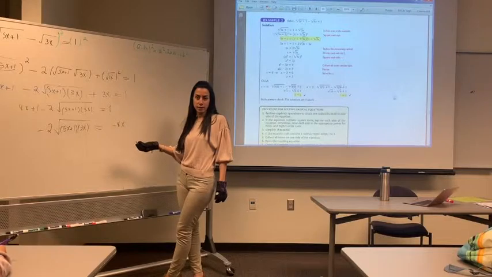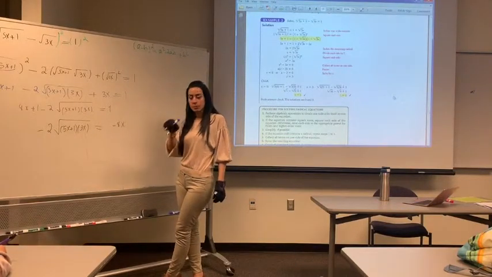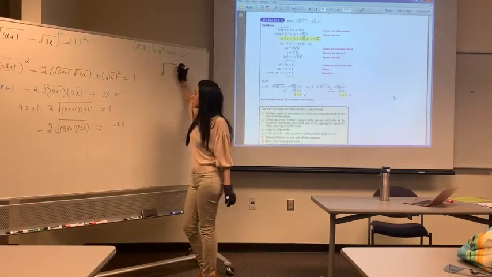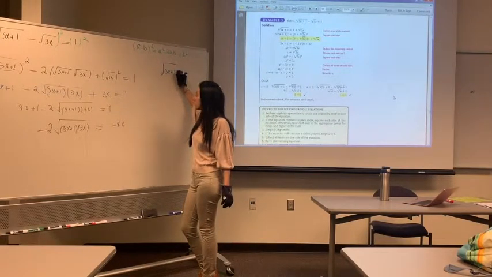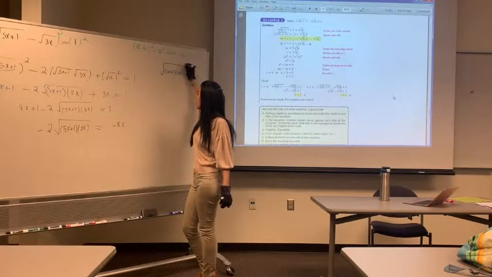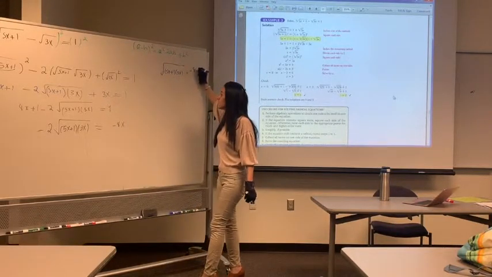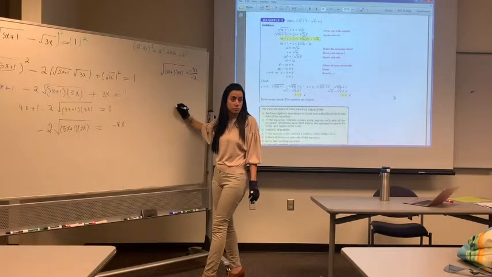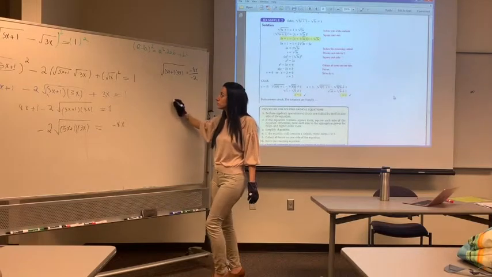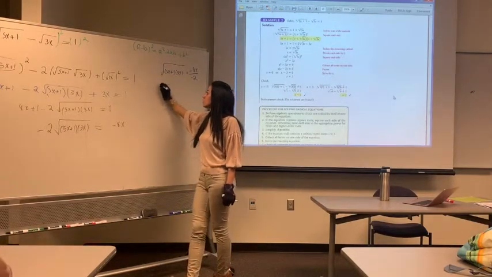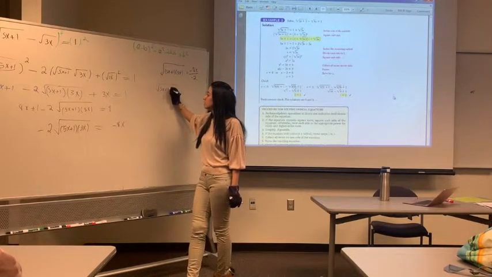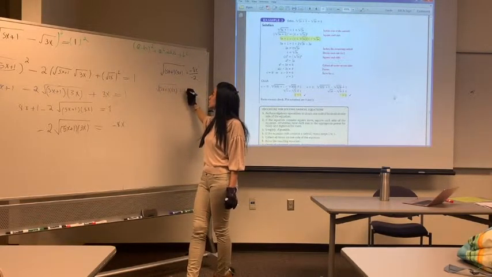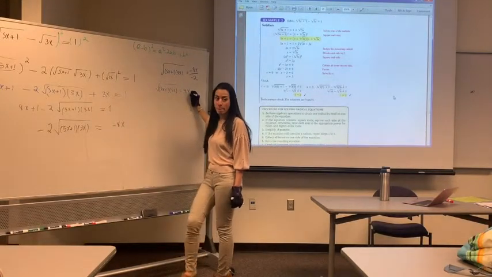That means get rid of that negative 2, which means divide both sides by negative 2. So we have radical 5x plus 1 multiplied by 3x equal to negative 8x divided by negative 2. Right? Okay, radical 5x plus 1 multiplied by 3x equal to 4x.